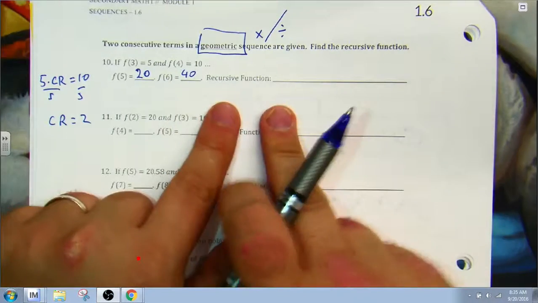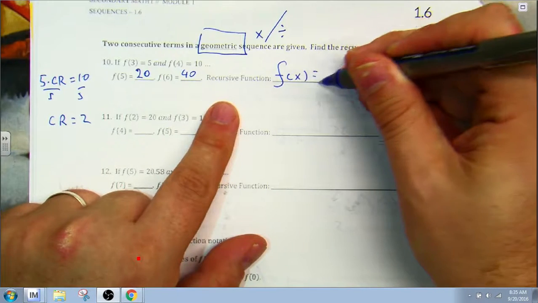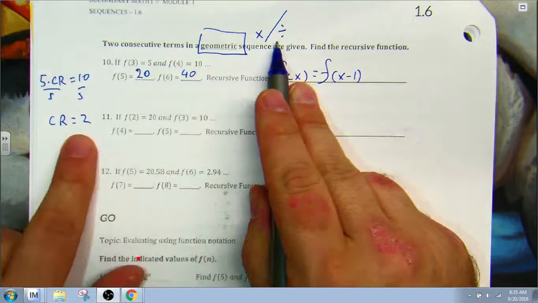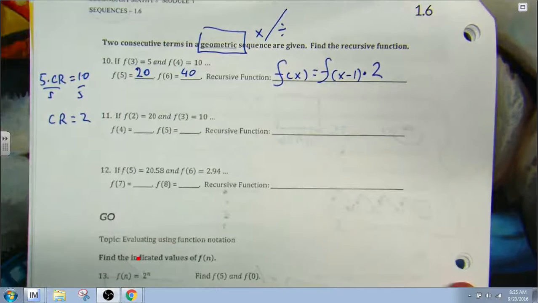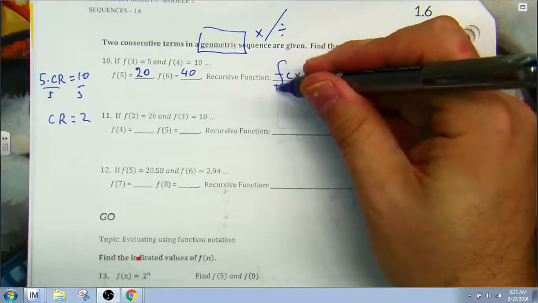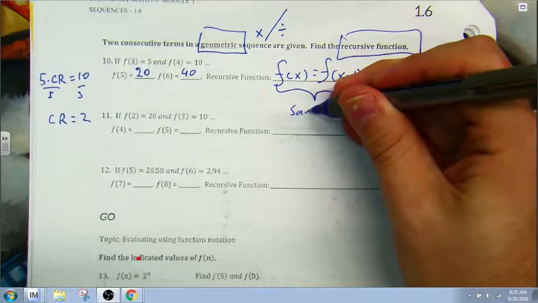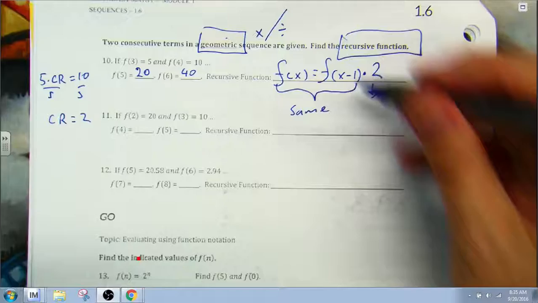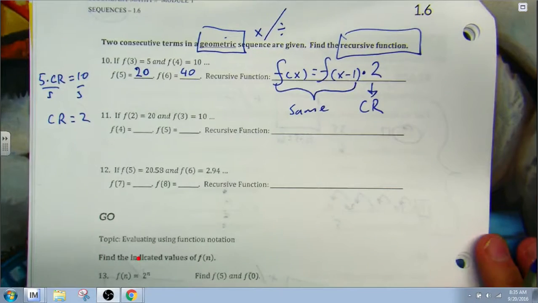And then for my recursive function, it's very similar to the arithmetic. F of x is going to equal f of x minus 1, but this time I'm multiplying or dividing. In this case, I'm multiplying by 2. And that's it. Again, just like before, for a recursive function this is always the same. But for geometric, instead of adding our common difference, we're going to multiply by our common ratio. So I represent that by CR.